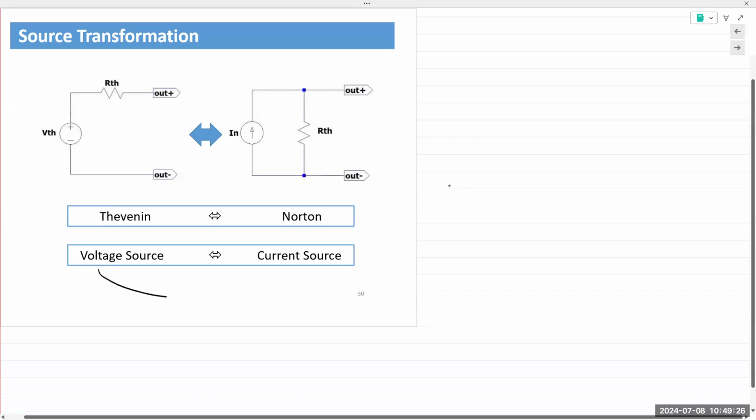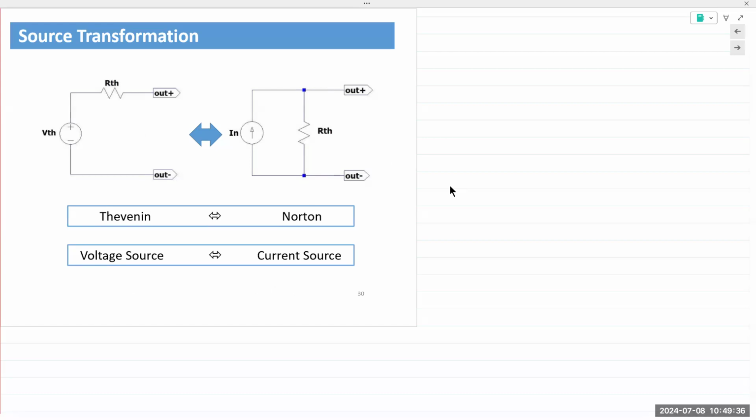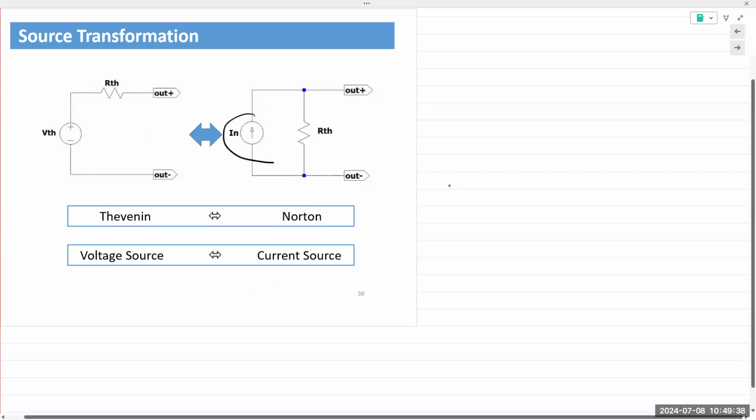So you can transform a voltage source into a current source and vice versa. But the caveat being that the resistor must be in series with the voltage source and the resistor must be in parallel with the current source. Otherwise, you cannot transform them.